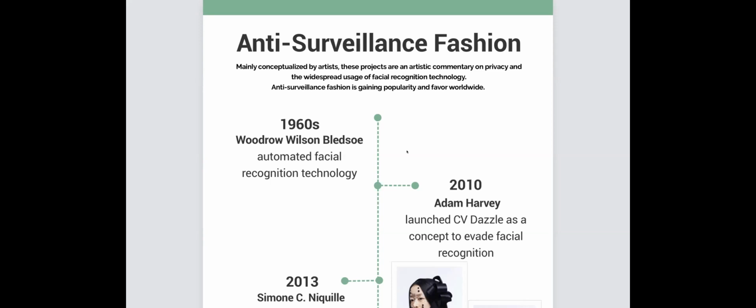In the 1960s, Woodrow Wilson Bledsoe automated facial recognition technology. There were also two other scientists that are credited with this discovery, but I couldn't find any way to corroborate that. So I'm just crediting this one person, but multiple scientists at IBM were credited there.